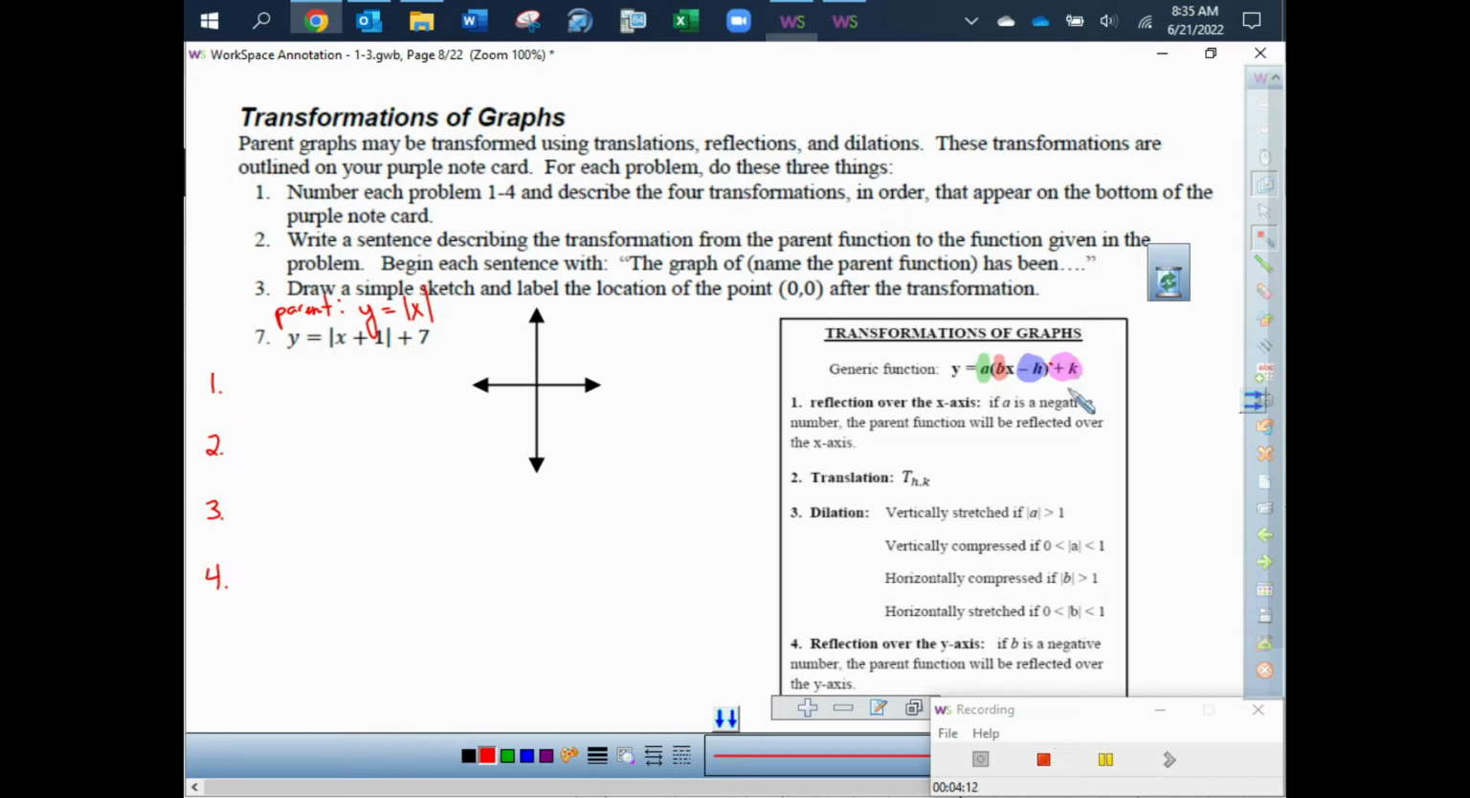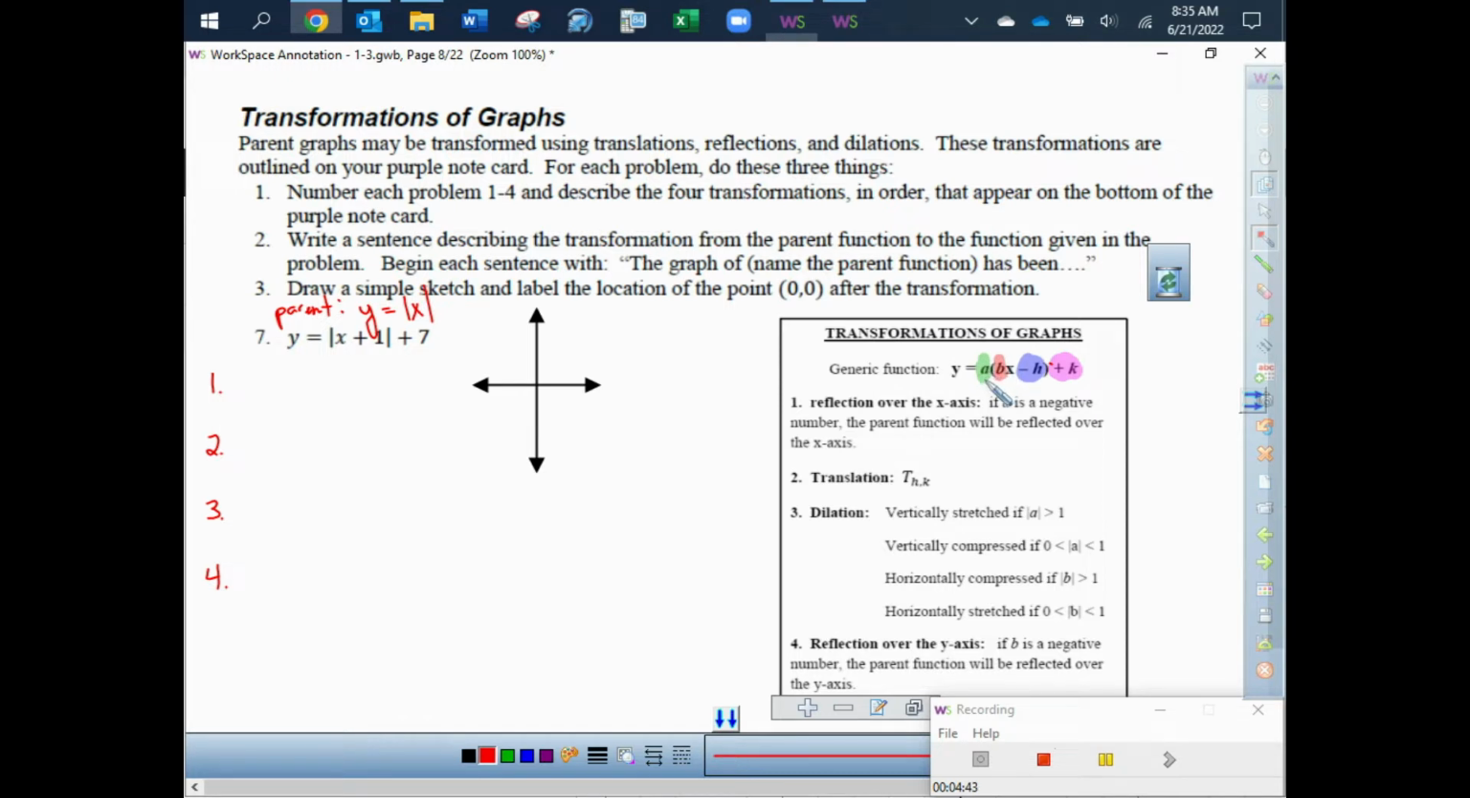So let's dive in. There's 4 questions that we have to ask ourselves to see how this graph has been transformed. So we'll always number them 1, 2, 3, 4 off to the side. And that's what these 4 questions on your purple note card are all about. The first question they're asking is, has this graph been reflected over the x-axis? Well, here's how you tell. You check the A value to see if it's a negative number. If the A value is negative, then baby, this graph has been reflected over the x-axis.